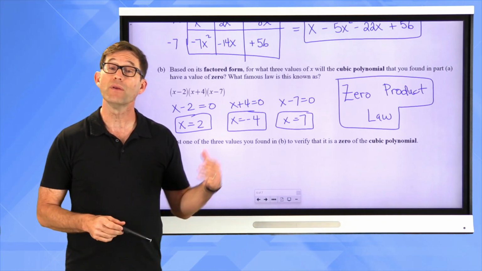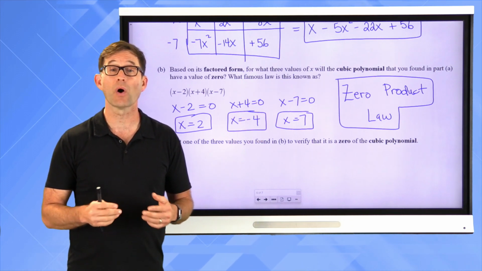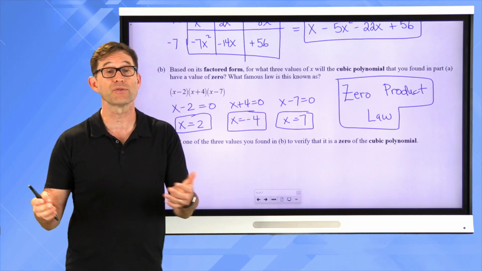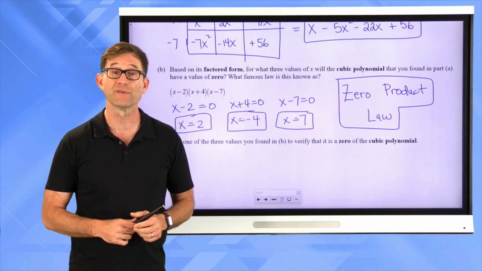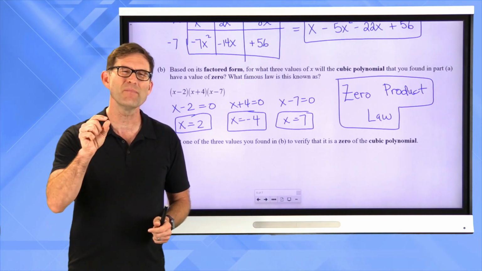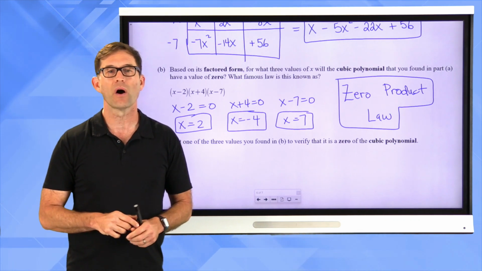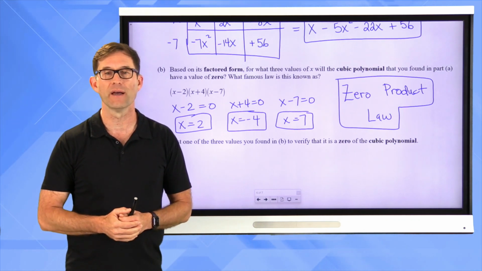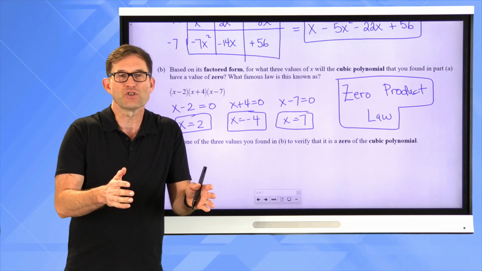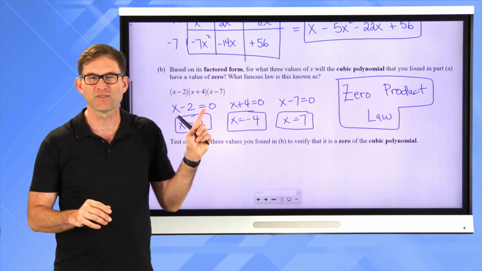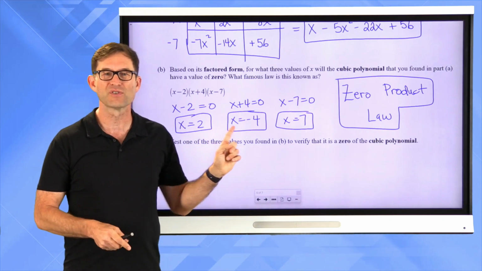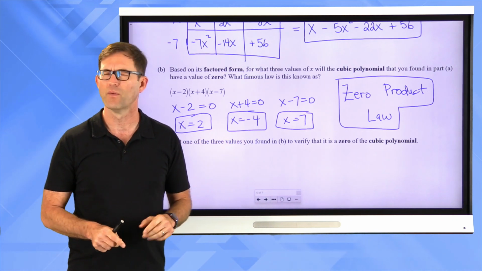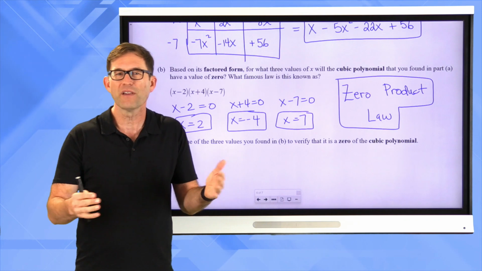All right? And we use this actually a lot when we solve polynomial equations that are set equal to 0. Remember when you were solving all these quadratic equations equal to 0? And you did actually do that just a little bit in geometry when you solved systems of equations, all right? But you'd get the equation equal to 0, you'd factor it, so it kind of looked something like this, then you'd set each factor equal to 0, and you'd solve using the zero product law. Very, very important. But let's verify this.